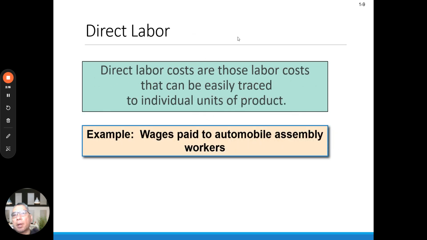Direct labor. Direct labor costs are those labor costs that can be easily traced to an individual unit of a product. For example, wages paid to automotive assembly workers.